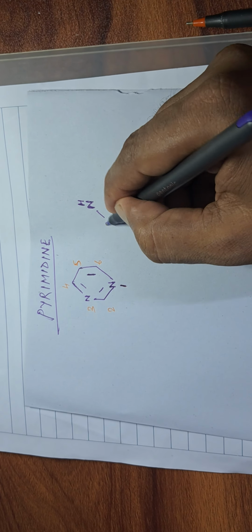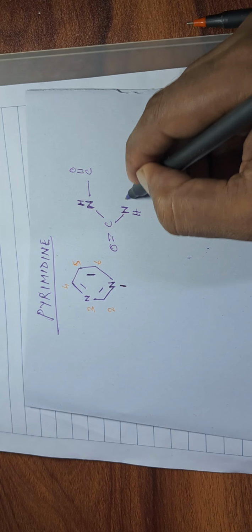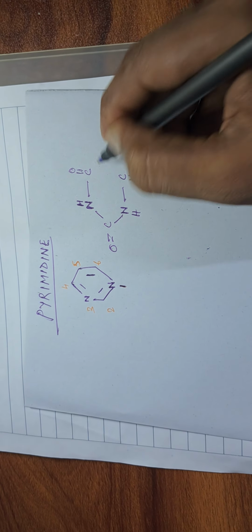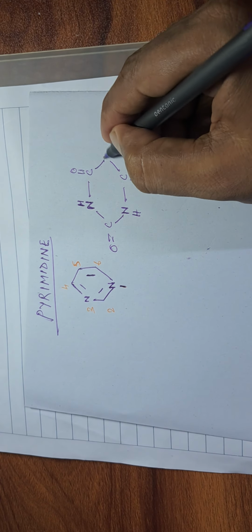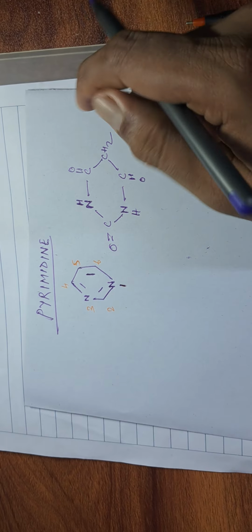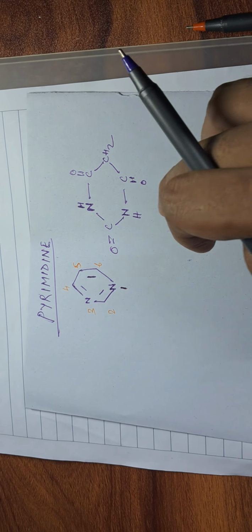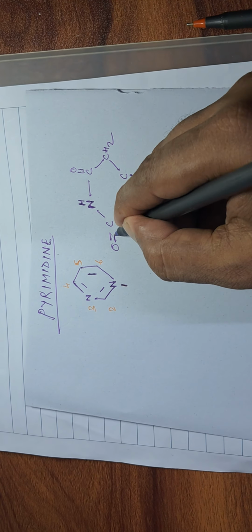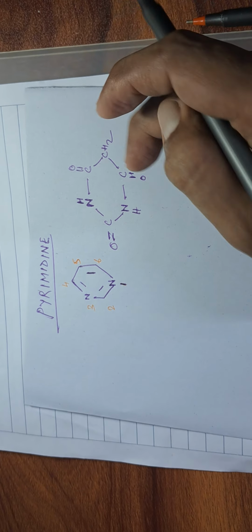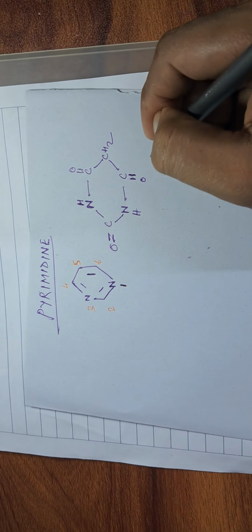So this is the skeleton of barbituric acid. We have two more carbonyls, and finally we have CH2. So this is all about it. It is similar to pyrimidine; the only thing is that there are three oxo groups, 1, 2, 3. So this is called barbituric acid.